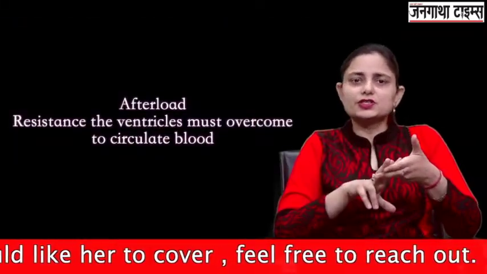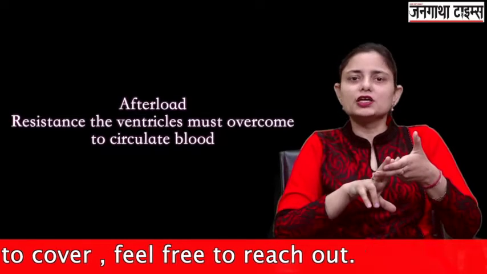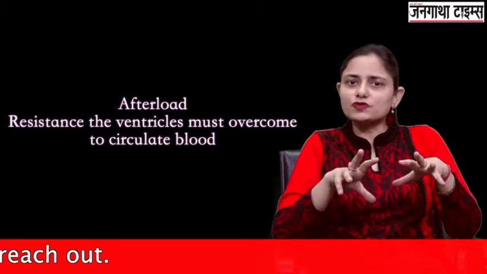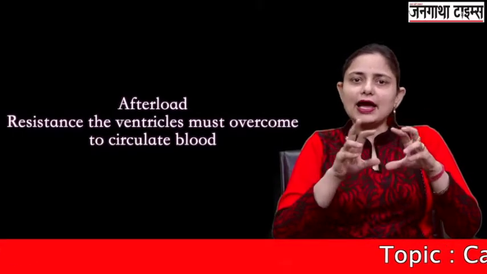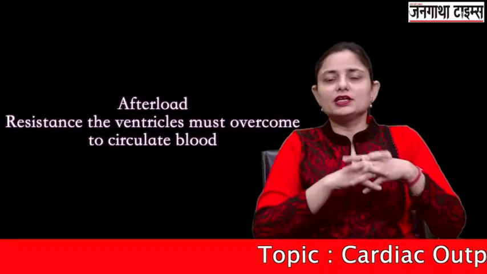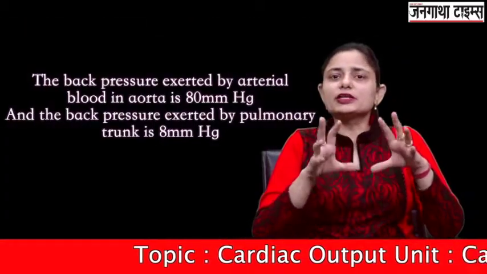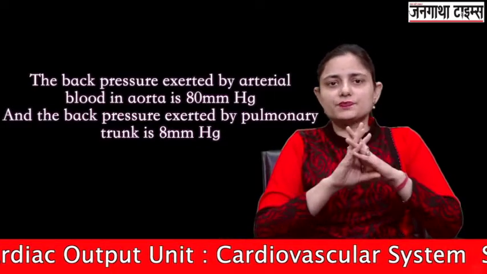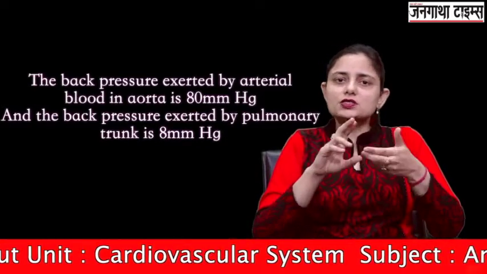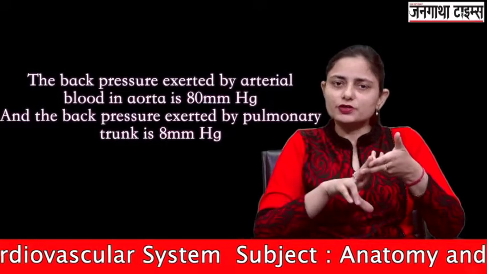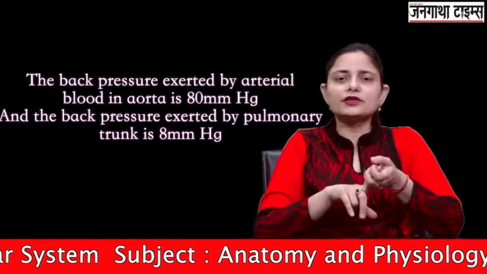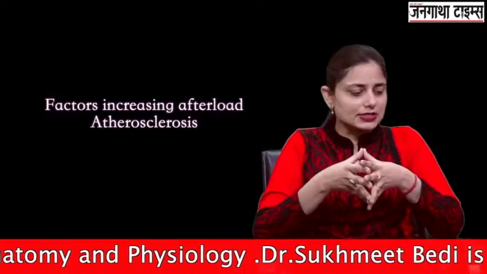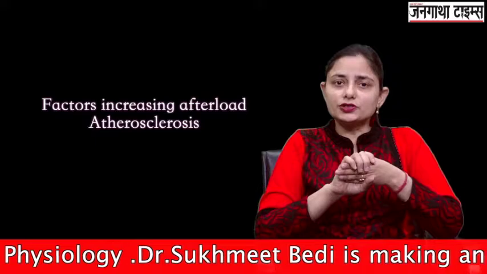Now the second factor which affects the cardiac output is the afterload. It is the end systolic volume, that is the amount of blood left in the ventricle at the end of systole or emptying. It is actually the back pressure exerted by the blood in the aorta and the pulmonary artery on the ventricles. Pressure exerted by aorta on the ventricles is about 80 mm mercury and the back pressure exerted by the pulmonary arteries is about 8 mm mercury. The factors which increase this afterload are like atherosclerosis.